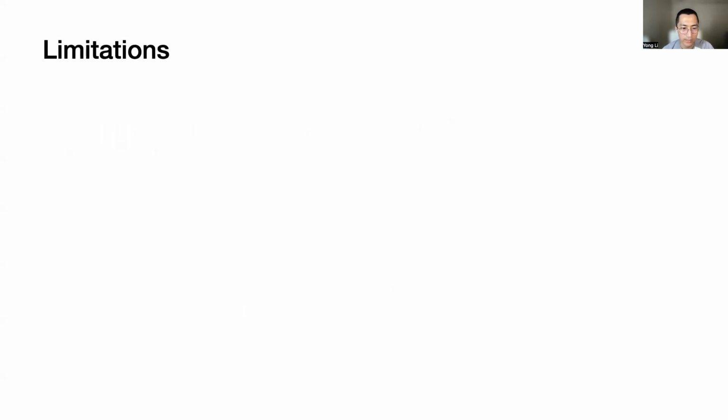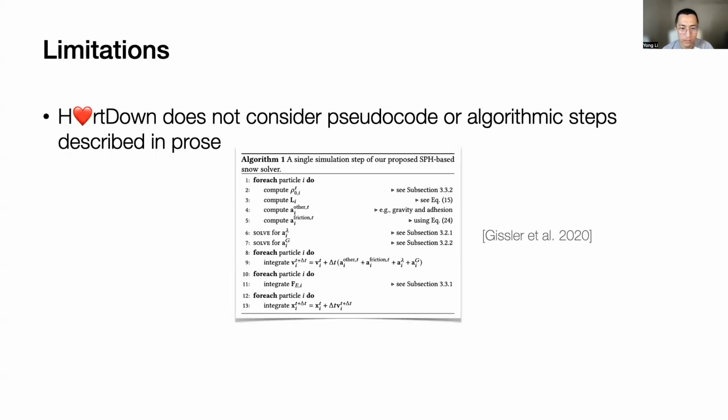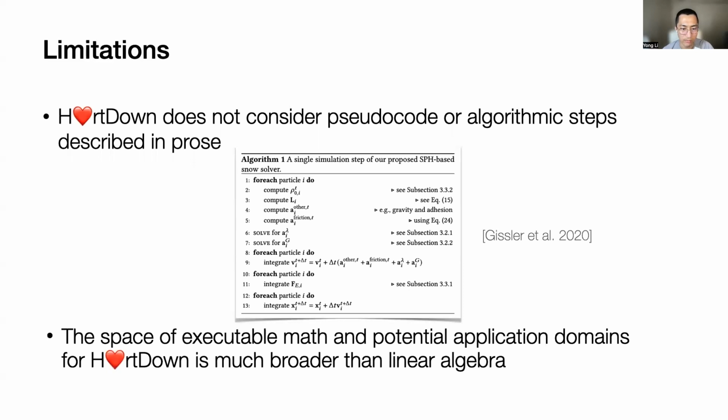One limitation of rtDown is that it does not consider pseudocode. Another limitation stems from the kinds of formulas that our extended version of rtLA can handle.